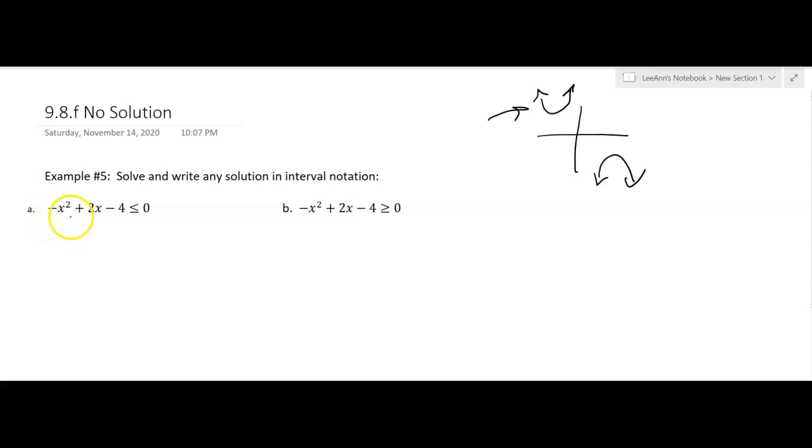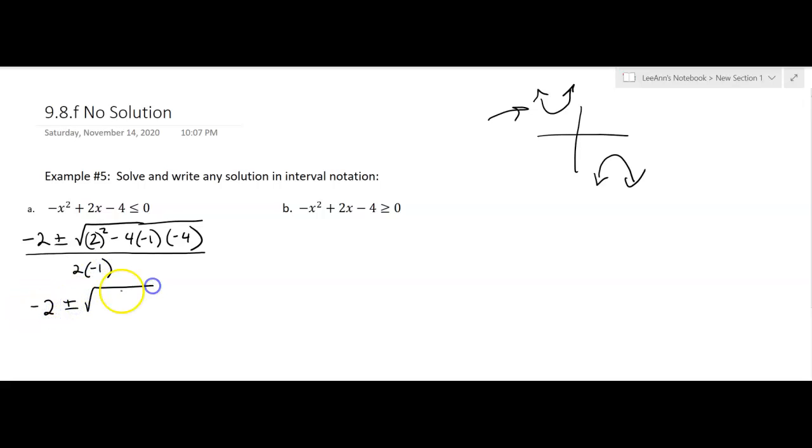We have negative x squared plus 2x minus 4 is less than or equal to 0. Now, let's go ahead and use the quadratic formula. The opposite of b, plus or minus the square root of b squared minus 4 times a times c. Now, this time I didn't divide everything by -1. You could have, but I didn't. And let's see what happens. -2 plus or minus the square root of 4 minus 16. Okay, that's going to be a problem because that's going to be a -12.